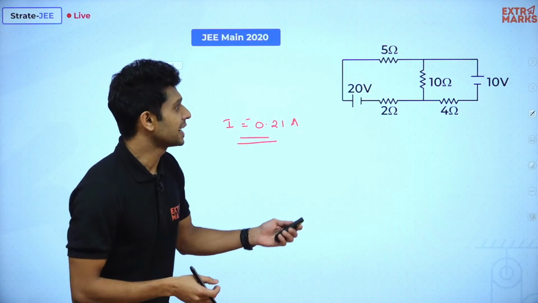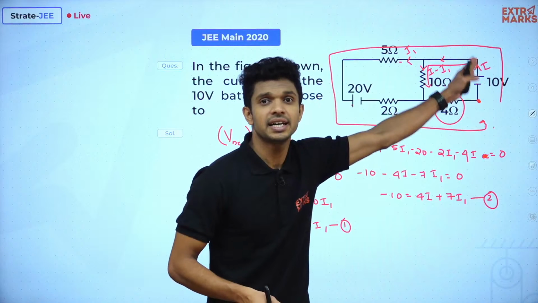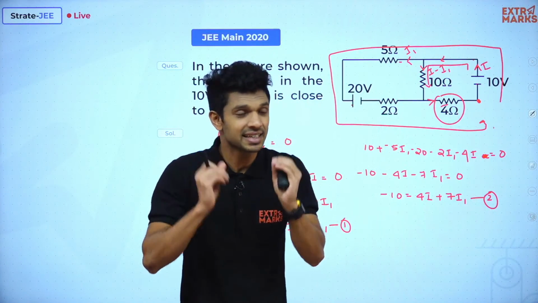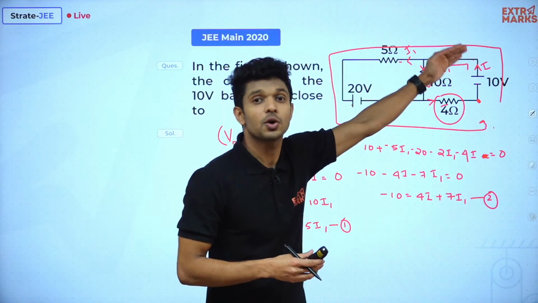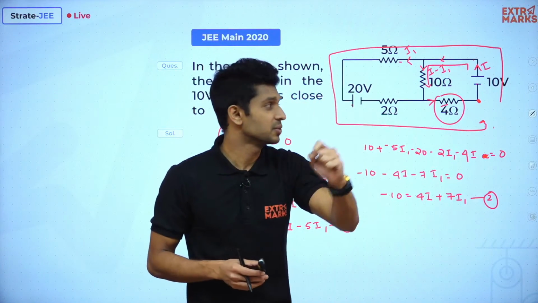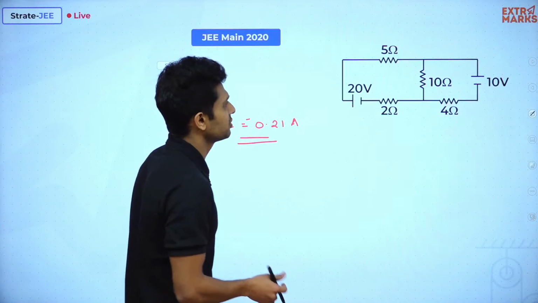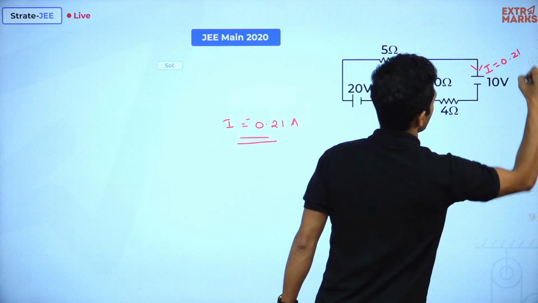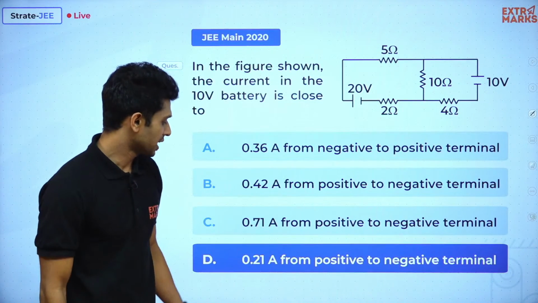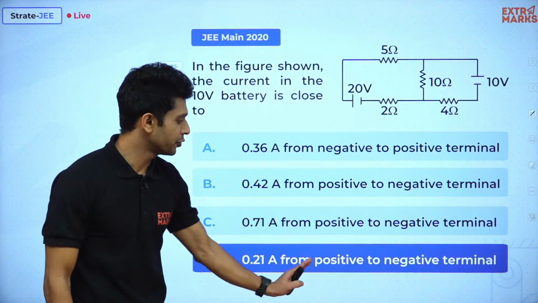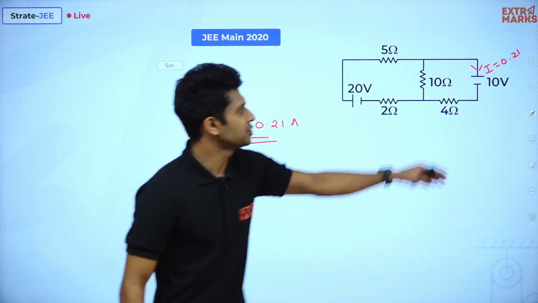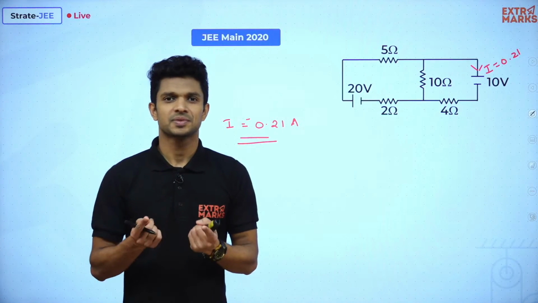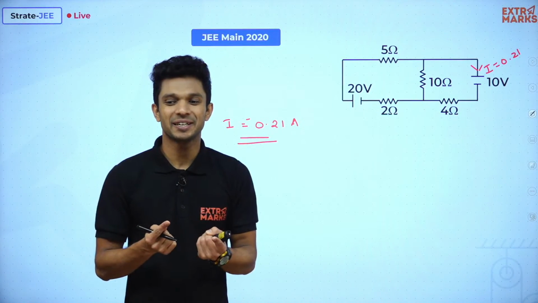Now tell me, what does this negative value of the current mean? It simply means, actually we have considered the direction of the current upwards, right? So here, as there is a negative, the answer tells us that the direction of the current is actually opposite to whatever you have considered, which means the current is actually moving in which direction? In the downward direction, and the value is 0.21. Okay, so what can be the answer? 0.21 from positive to negative terminal. As you can see, from positive to negative terminal, and that will be the answer. Everyone got the answer, right?